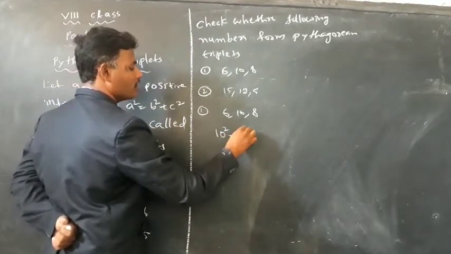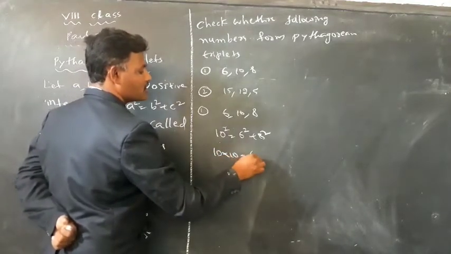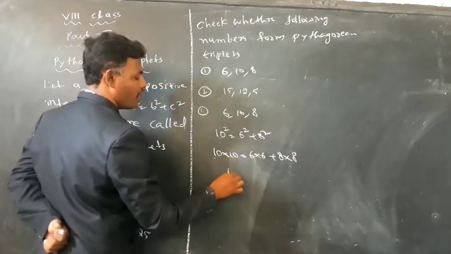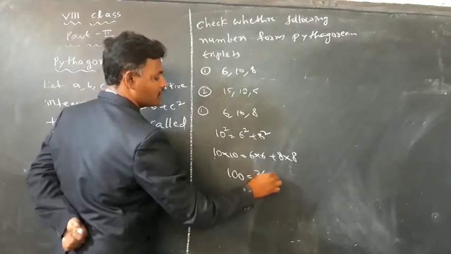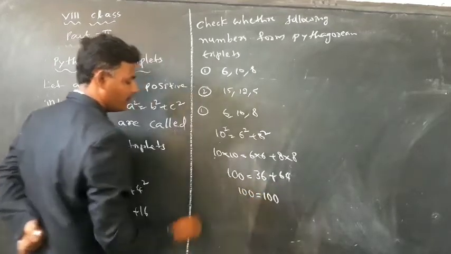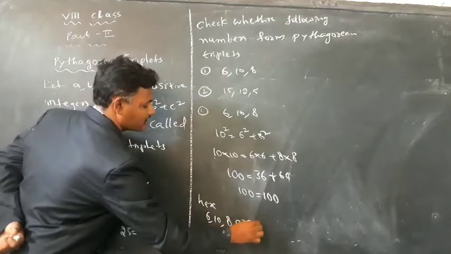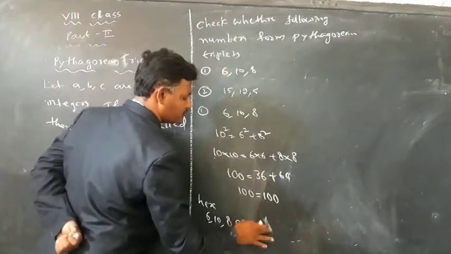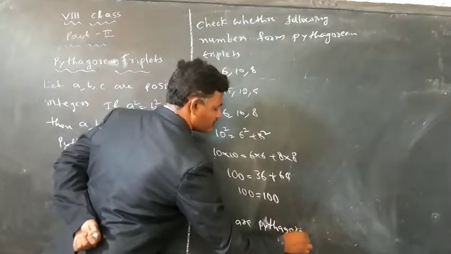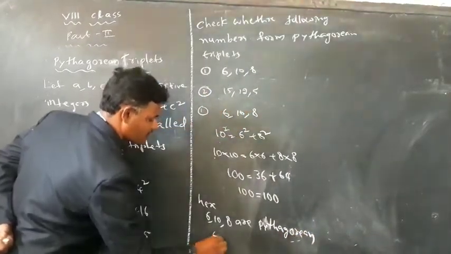So 10 square is equal to 6 square plus 8 square. 10 square means 10 into 10, 6 square means 6 into 6, 8 square means 8 into 8. 10 tens are 100, 6 sixes are 36, 8 eights are 64. So 100 is equal to 100. Here 6, 10, 8 are Pythagorean triplets.